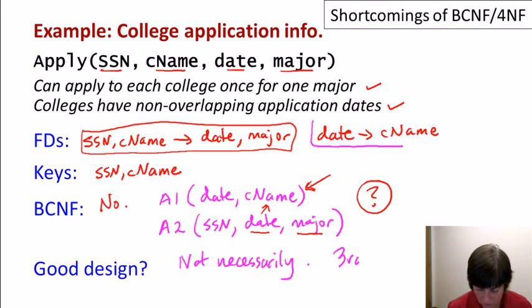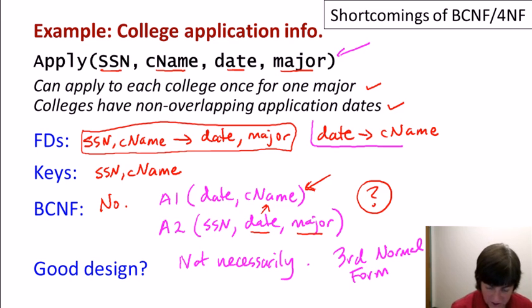It's called third normal form, and I'm not going to define it here, but third normal form actually allows this relation here to stay as is without being decomposed, and you can read about third normal form in any of the readings mentioned on the website.